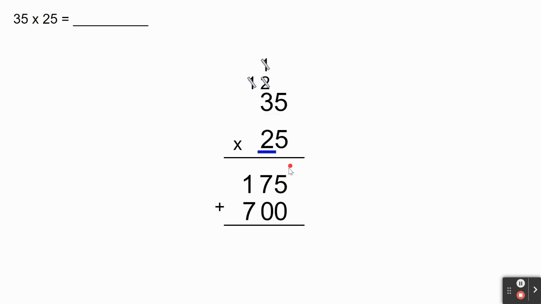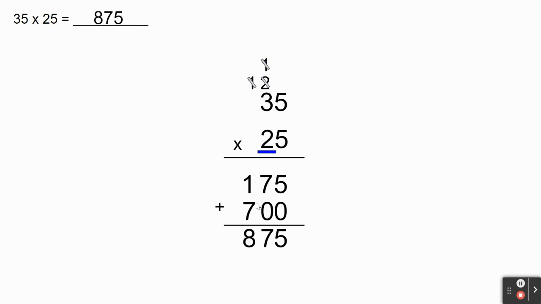Let's start by adding 5 plus 0, which is 5. In the tens place, 7 plus 0 is 7. In the hundreds place, 1 plus 7 is 8. So our answer is 875.